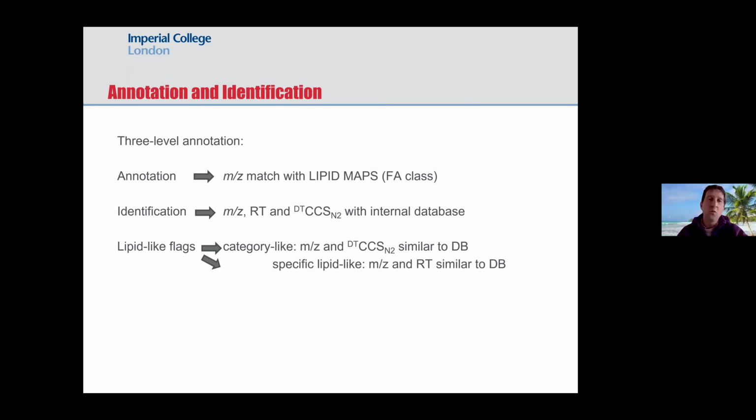So the worst level of annotation for our basic approach is detecting something where we get an M/Z match with LIPID MAPS. So here we've got an exact mass detection of an eicosanoid species, but we know that there could be a number of different structures that could fit that potential annotation. So that would be our lowest level of potentially detecting something.